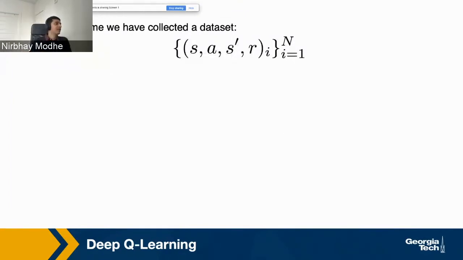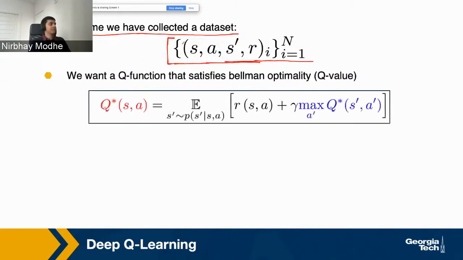Let's assume for now that someone has provided a data set for us of state, action, next state, and reward tuples. And we have a data set of, let's say, n such tuples. And we don't know how this was collected. It may have been some good policy. It may have been a random policy, but that doesn't matter for now. Let's just assume we have this data, and what can we do with it?